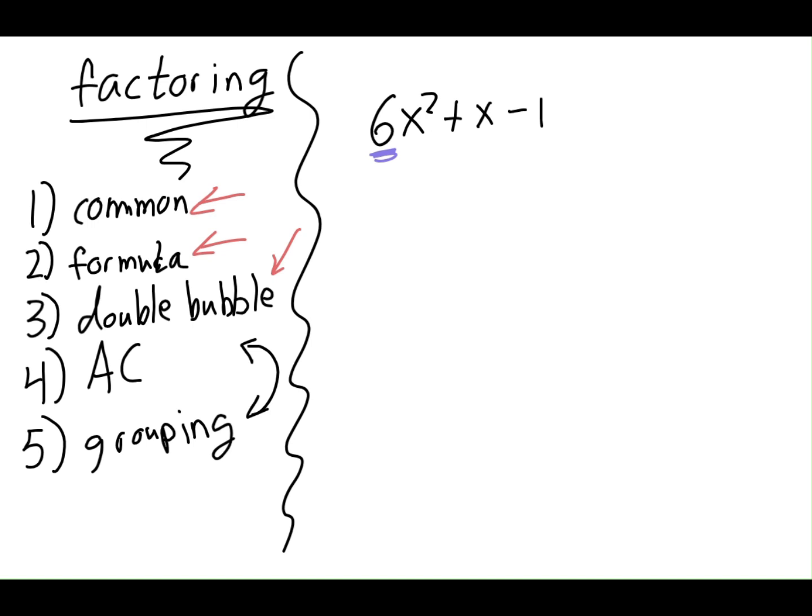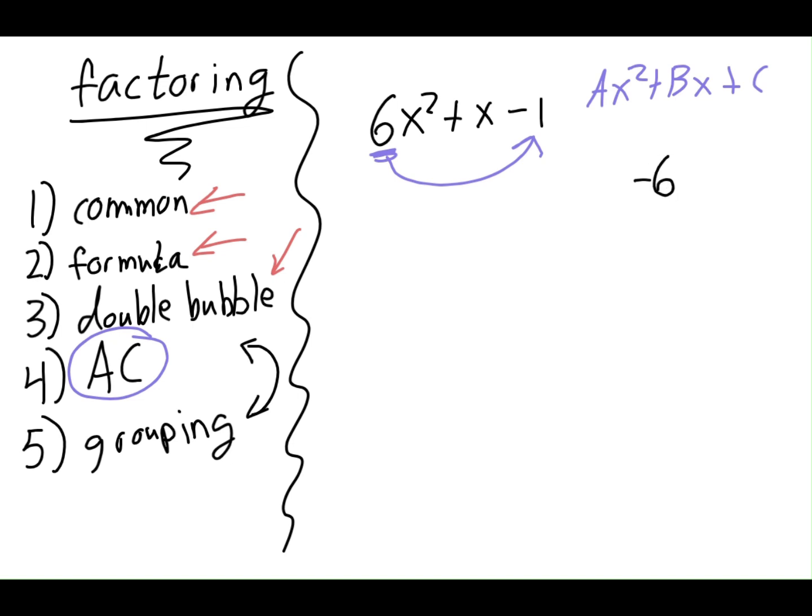So double bubble failed. That leads us to the AC method. Now the AC method basically is for things that you would think it's double bubble, but hey, the leading coefficient isn't 1. So what I'm going to do is multiply A times C, thus the AC, right? Remember, if you have ax squared plus bx plus c, that's where the AC name comes from. I'm going to multiply A and C. So that gives me 6 times -1 is -6.